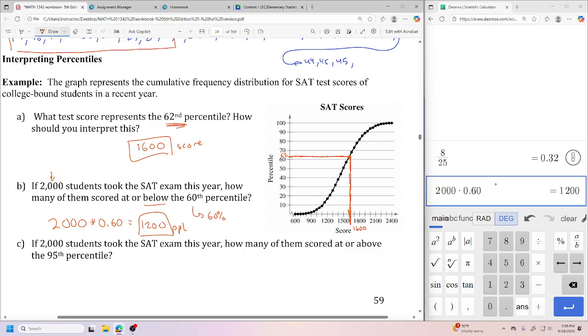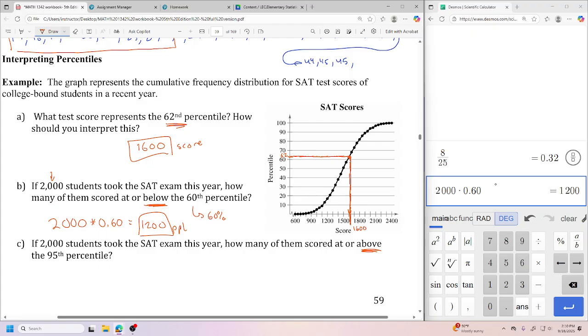Right, when the percentile means below. So yeah, that's that language. And they might say here above. See, that's not percentile. It's kind of like the opposite of it. So we're going to do the opposite now. Is that cool?